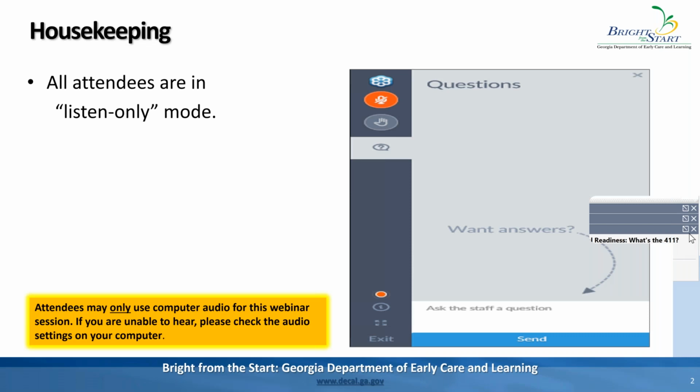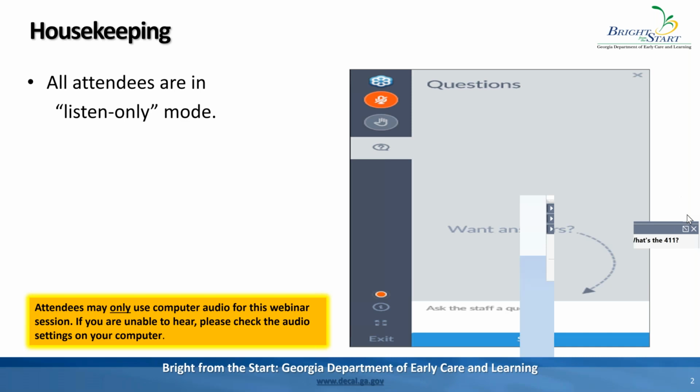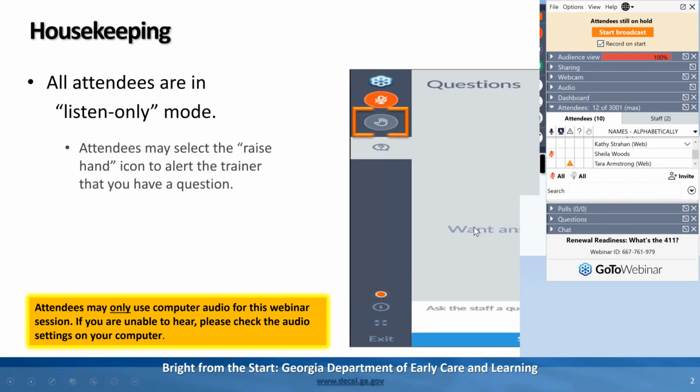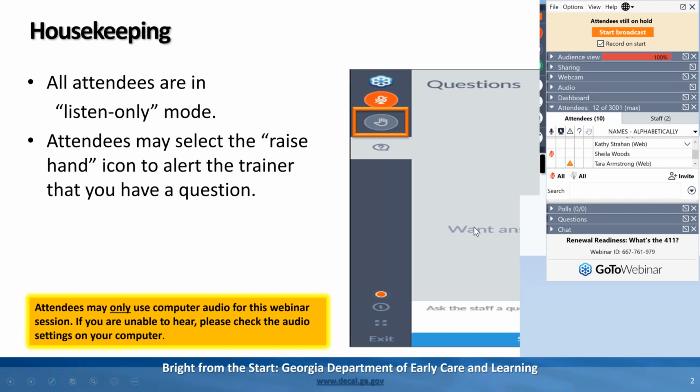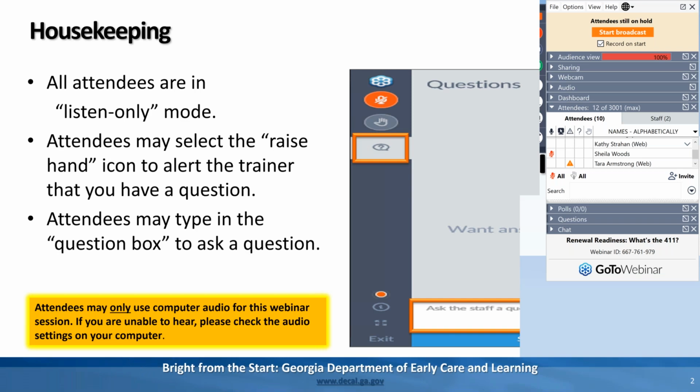Okay, first thing we're going to do is housekeeping. All attendees are in listen only mode. I'm sorry, my computer is delayed. Attendees may select the raise hand icon to alert the trainer that you have a question. Attendees may type in the question box to ask a question. Okay, if you look over to your right hand side, you do see there is a question box.